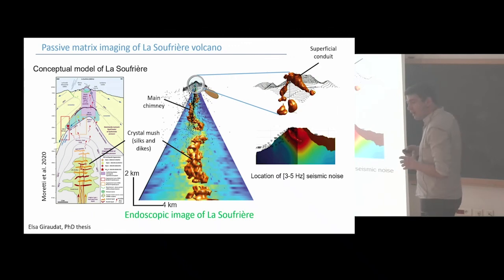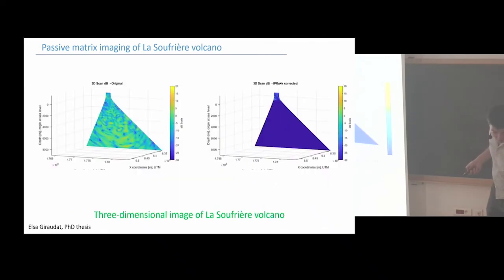So it's like we have an endoscopic image of La Soufrière because we are using waveguide channeling. You know, generally endoscopy is when you have, for example, an optical fiber, or something that you put inside the body to be able to image inside the body. Here, we use a natural wave velocity distribution inside the medium to build a high-resolution image of its reflectivity. And you have also the superficial conduit, which has a strong correlation with the location of seismic noise that has been computed by Arnaud Burtin.